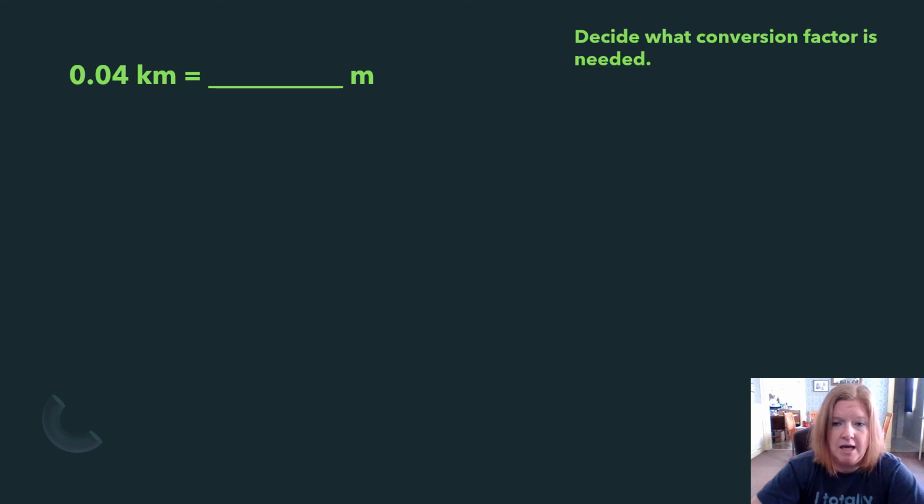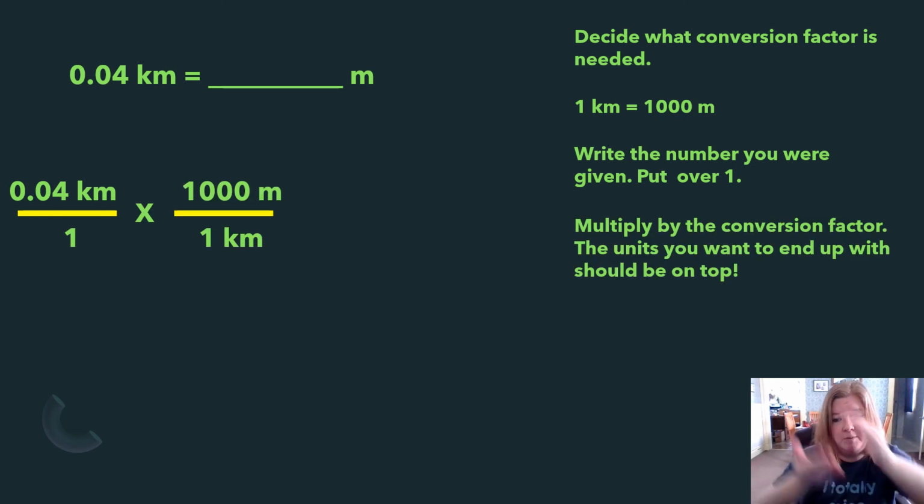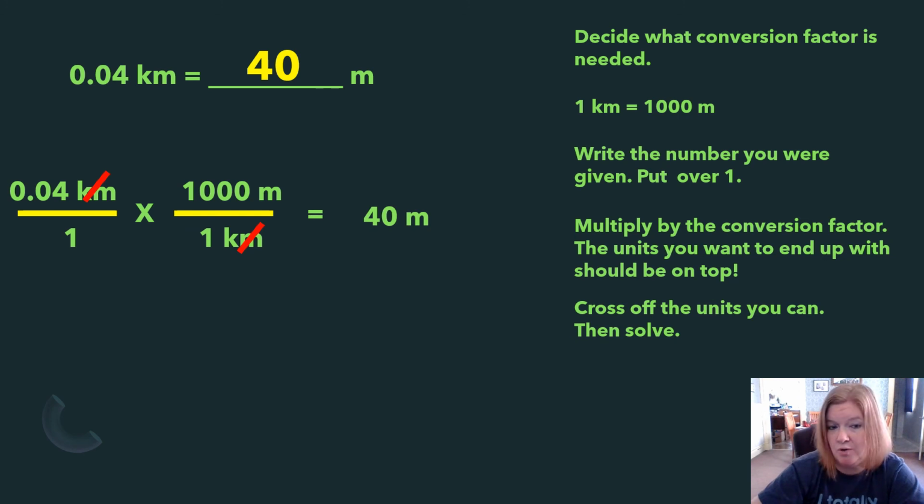And here, again, decide what conversion factor you need. I need kilometers to meters. I know this is the conversion factor. I write what I was given. I flip it the right way so that I have kilometers on the bottom, so that I can cross them out, and then I can solve.